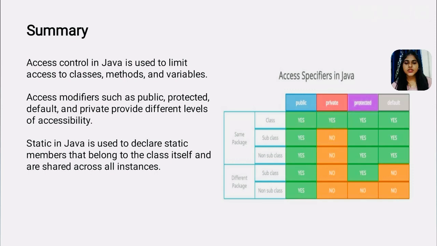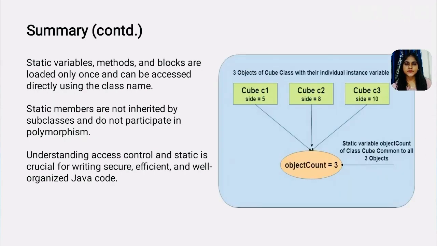Summary. Access control in Java is used to limit access to classes, methods, and variables. Access modifiers such as public, protected, default, and private provide different levels of accessibility. Static in Java is used to declare static members that belong to the class itself and are shared across all instances. Static variables, methods, and blocks are loaded only once and can be accessed directly using the class name. Static members are not inherited by subclasses and do not participate in polymorphism. Understanding access control and static is crucial for secure, efficient, and well organized Java code.